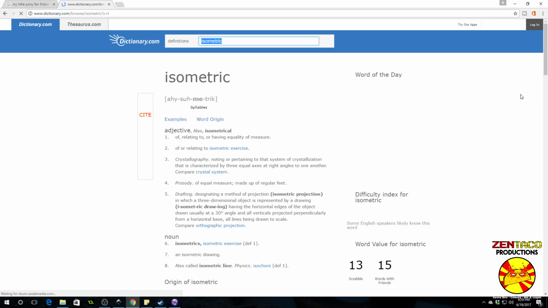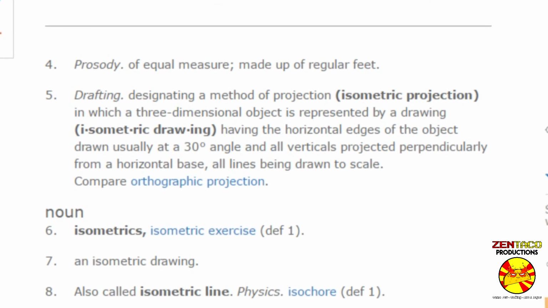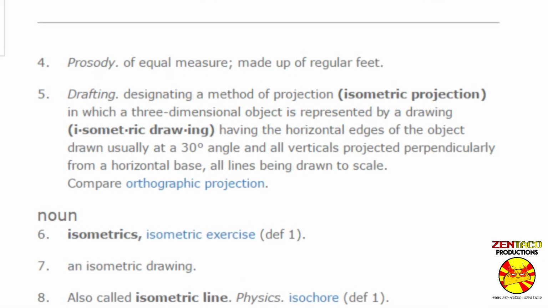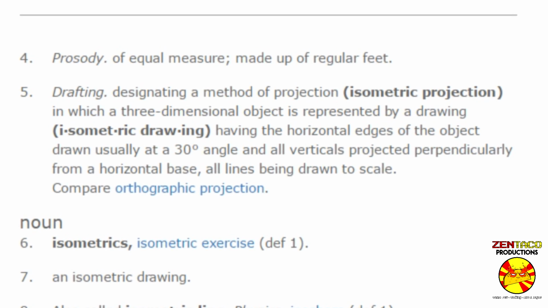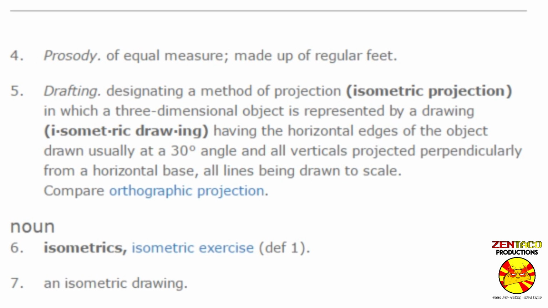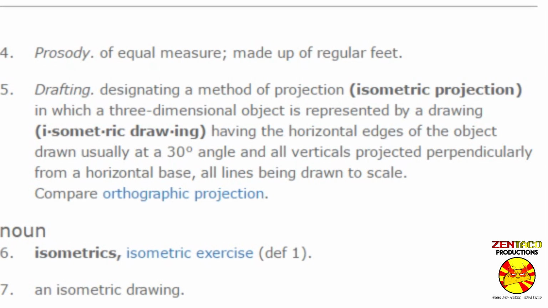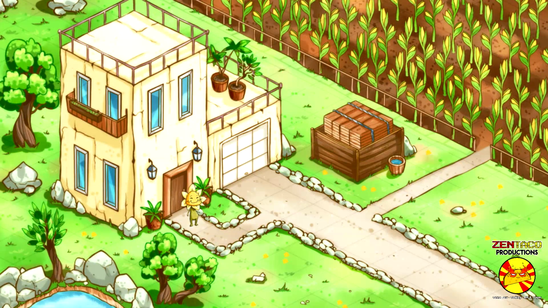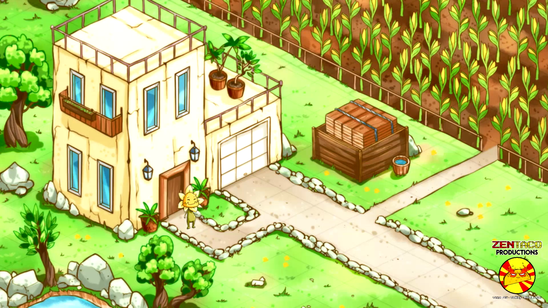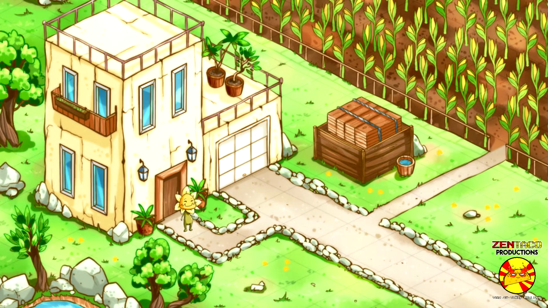Isometric. So what we're looking for here is definition number 5, designating a method of projection in which a three-dimensional object is represented by a drawing having the horizontal edges of the object drawn usually at a 30-degree angle and all verticals projected perpendicularly from a horizontal base, all lines being drawn to scale. So essentially what isometric means is top down at an angle. So it's like a 3/4 view.